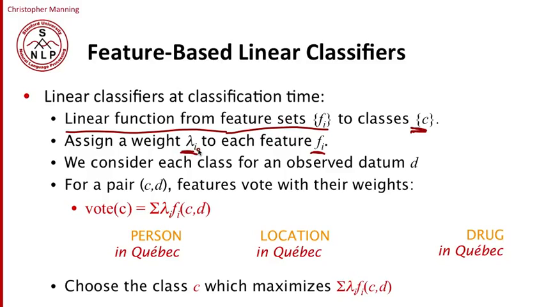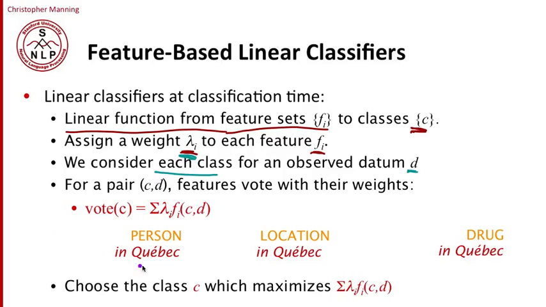And so what we're going to do is then consider for an observed datum every particular class that we can give it, and then we're going to work out what features match against that datum, and therefore what the weight of the votes for a class are in terms of these lambda_i weights. So let's look through a concrete example.